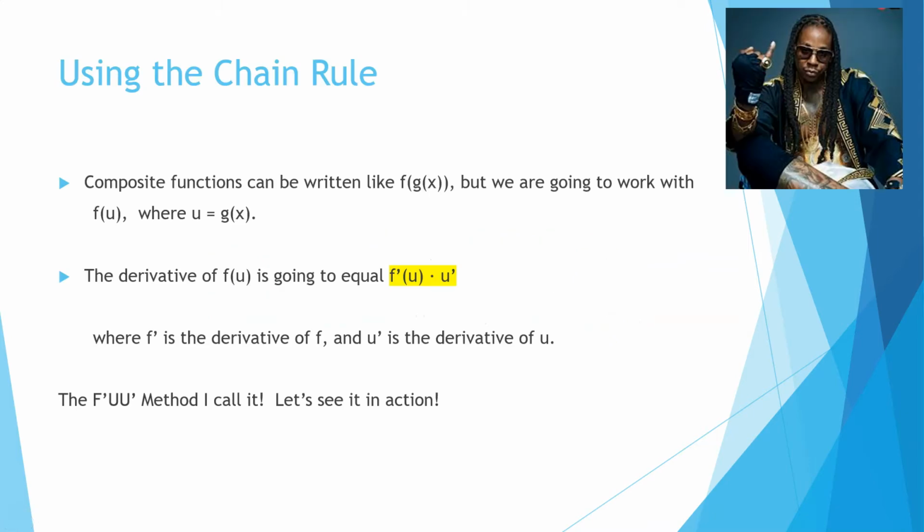So now that we have a better idea what I mean by that, instead of using f of g of x, we're going to be working with f of u, okay, where u is g of x. We're just going to call it u, all right? So the derivative of f of u is going to equal f prime of u times u prime. So it's the derivative of the outer function with the inner function inside, multiplied by the derivative of the inner function. We're going to see what that looks like in a little bit here, okay?